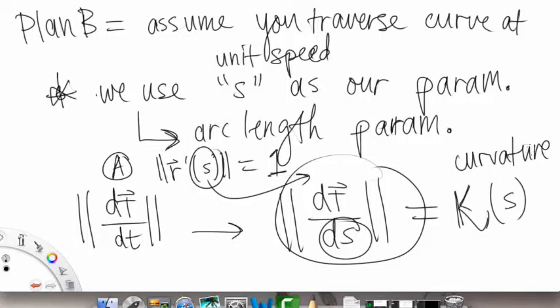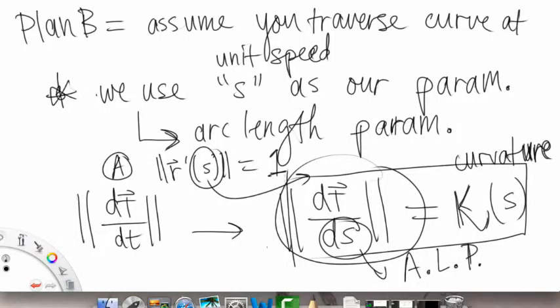The circled thing is what we would like to remember. That's the important thing from this. This is the definition of curvature for arc length parameterization.